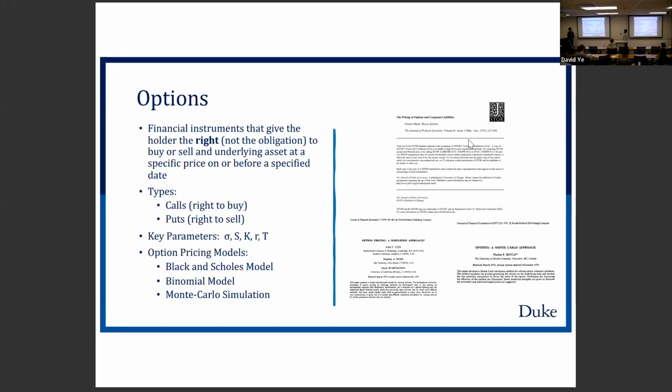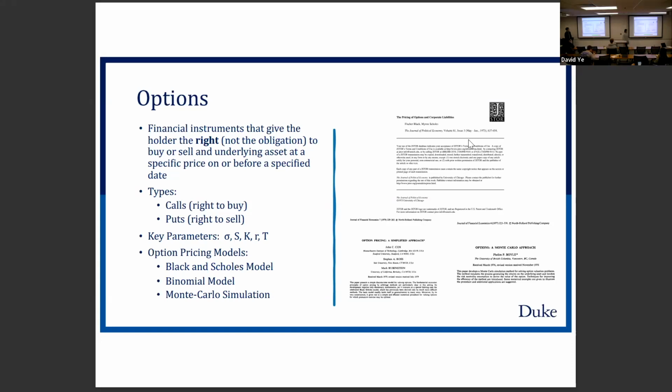Options are financial instruments that give the holder the right but not the obligation to buy or sell an underlying asset at a specific price on or before a specified date. There are two types of options, which are calls and puts. Some of the key parameters related to options include volatility, the underlying asset price, the strike price, the risk-free rate, and the time to maturity.